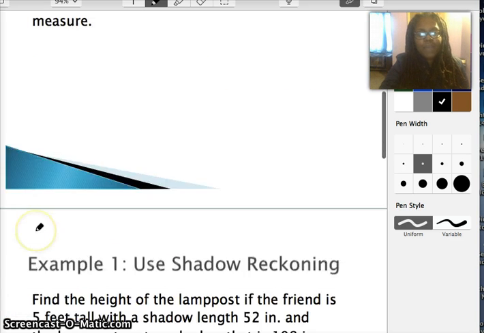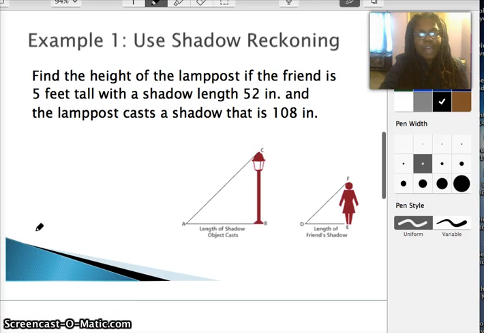Let's see if we have any practical examples we can use. So here we have, this is called using shadow reckoning. So we're using the shadow, and this is very similar to the picture we had above. Find the height of the lamppost if the friend is 5 feet tall with a shadow length of 52 inches, and the lamppost casts a shadow that is 108 inches.